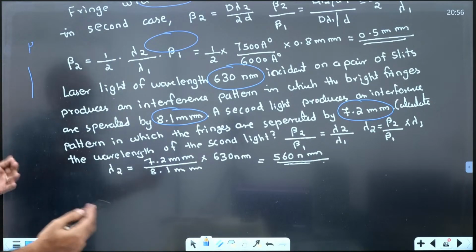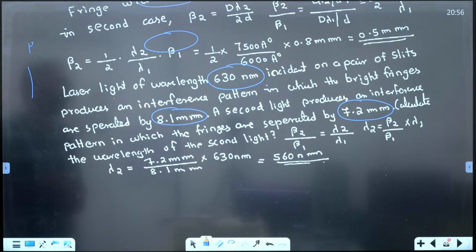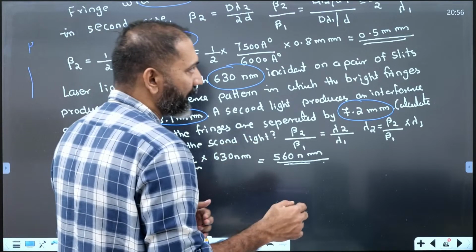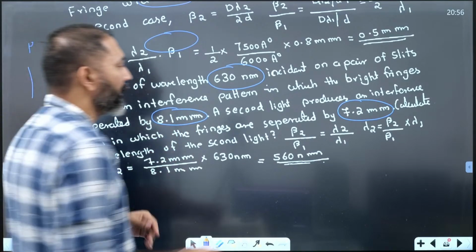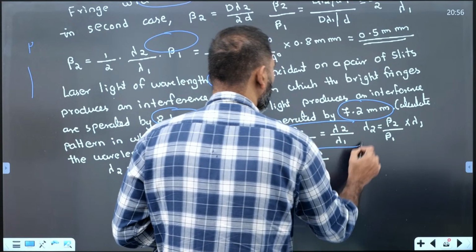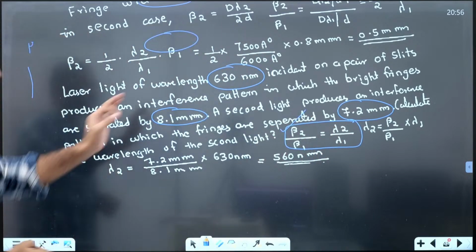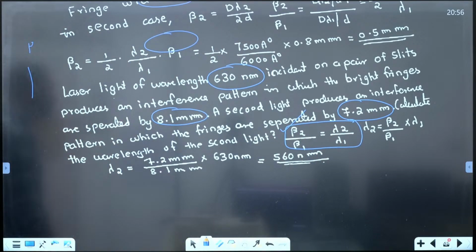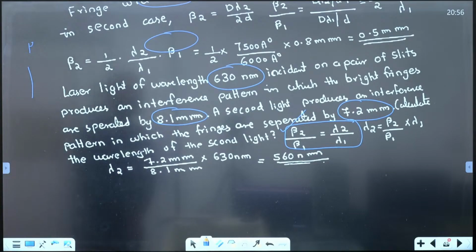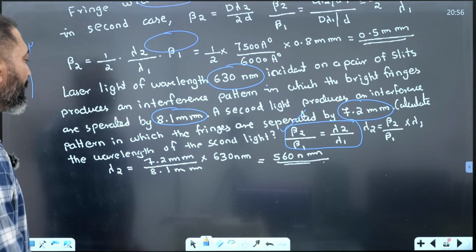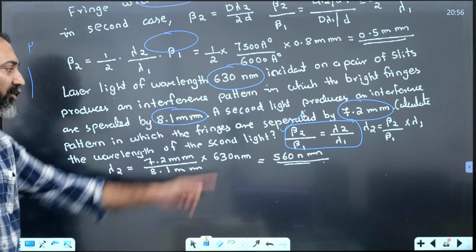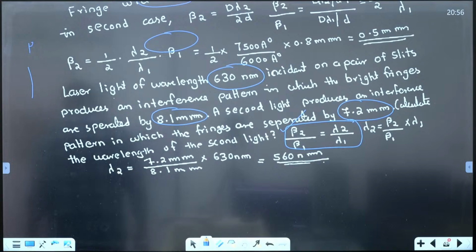Here two different wavelength lights are used, and each produces a fringe width of a different value. We know that beta is equal to D lambda by d. In these two cases, capital D and small d are the same. So beta 2 by beta 1 is equal to lambda 2 by lambda 1. In these types of problems, you should use this logic. The missing data is lambda 2, so lambda 2 is beta 2 by beta 1 into lambda 1. If you solve that, you will get 560 nanometer.